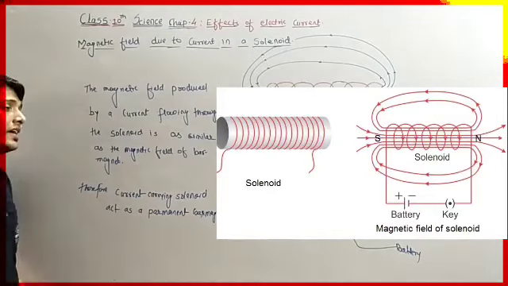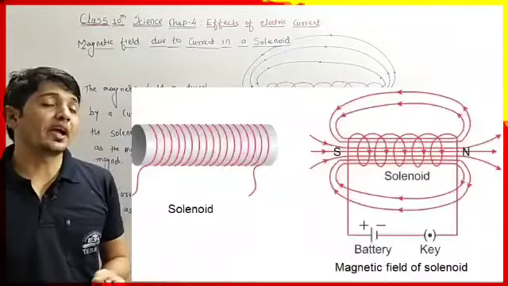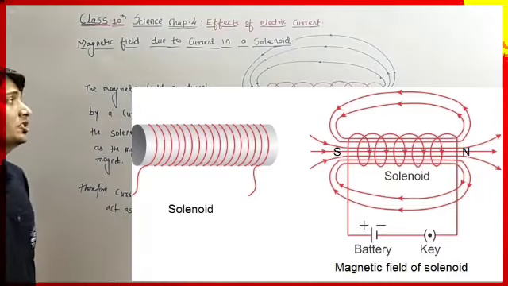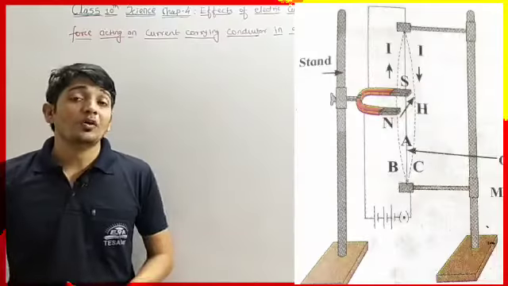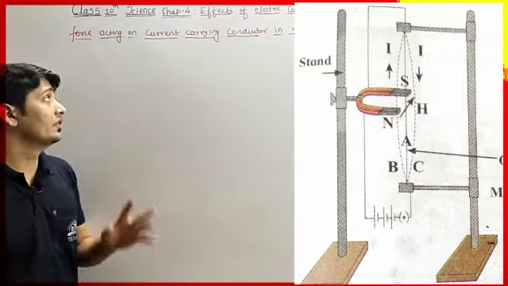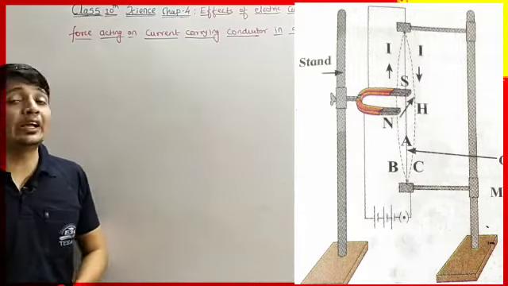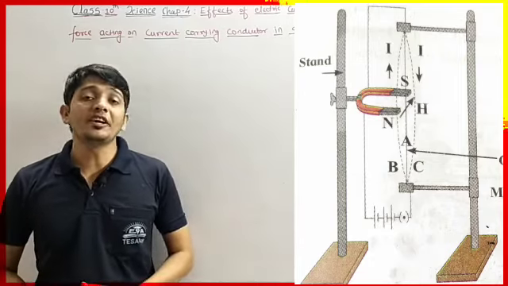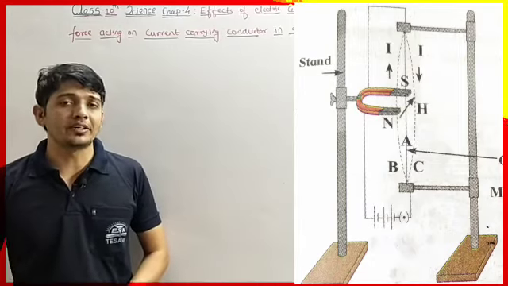Okay, so it acts as a permanent bar magnet and it has various applications. Okay, so write down this part. Now, the next effect: we will understand the force acting on a current carrying conductor when it is placed in the magnetic field of a strong magnet.